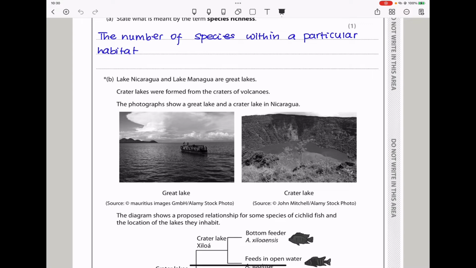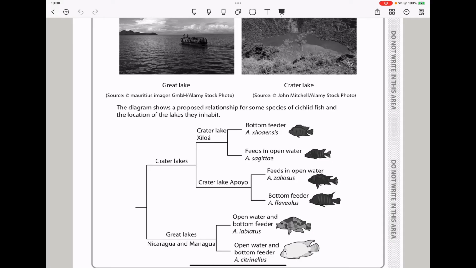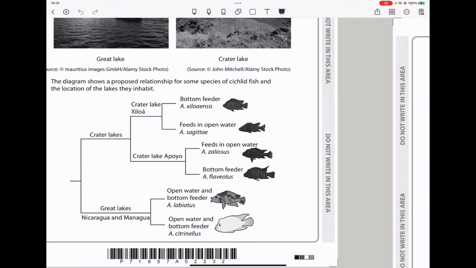In part B, they say Lake Nicaragua and Lake Managua are Great Lakes. Crater lakes are formed from craters of volcanoes. The photograph shows a Great Lake and a crater lake in Nicaragua. So when we go down here, they say the diagram shows a proposed relationship. So we can see the crater, we have that as well as that, and then we see those that are in Lake Apoyo, and then those that are in the Great Lakes and so on. So they're different species because there is some speciation that has occurred.